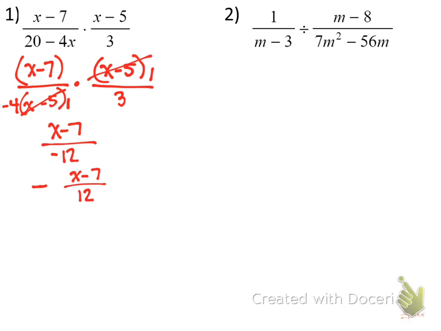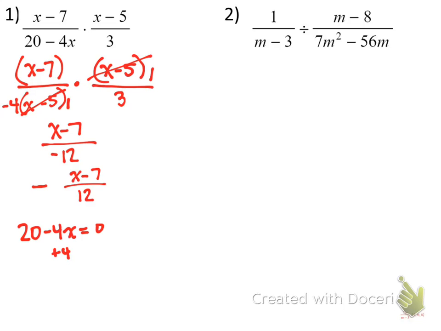Okay. And I forgot to do one really important thing. I forgot to find my excluded values. I should have done that first. Apologize. Look at my denominators. We have 20 minus 4x at the top right here, so I'm going to take that and make it equal to 0.